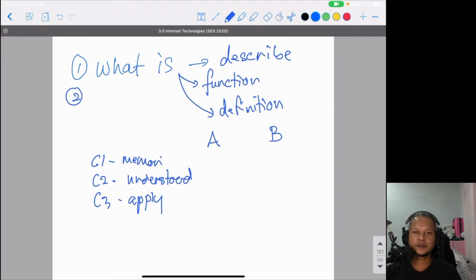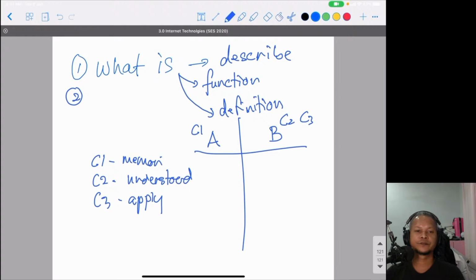So that is your exam format. And then they have section A and section B. Section A is only C1, and for section B have C2 and C3. This is how they work with the final exam PSPM.